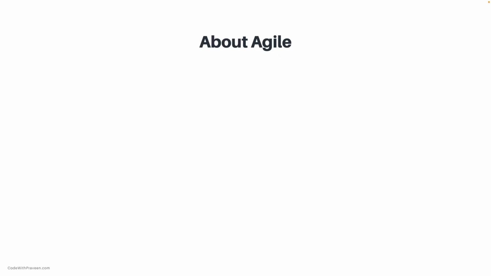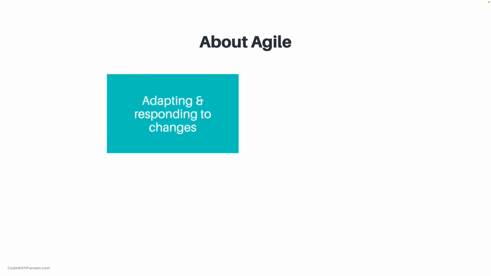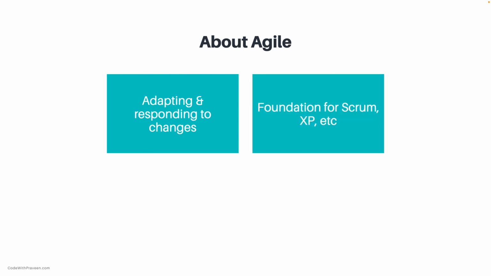Next, let's look at some of the main characteristics of Agile. As mentioned before, the key part is in adapting and responding to changes. Moreover, they form the foundation for various frameworks like Scrum, Extreme Programming, and so on. Among these various frameworks, we are going to focus on Scrum in this course.